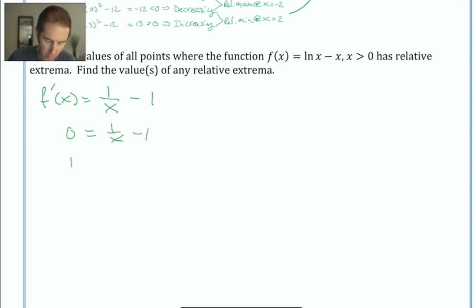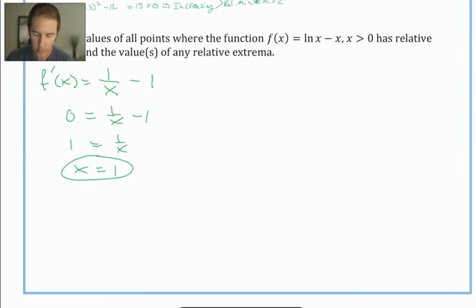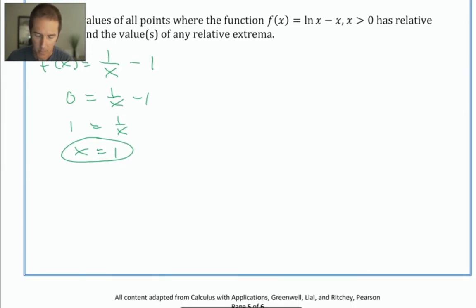Add 1 to both sides. Multiply both sides by x. And you have your critical number. Now, is that critical number corresponding to a relative maximum or a relative minimum? You'll have to take the number line and put the number 1 on it and test over here and test over here.